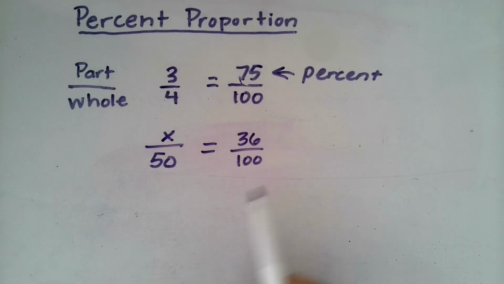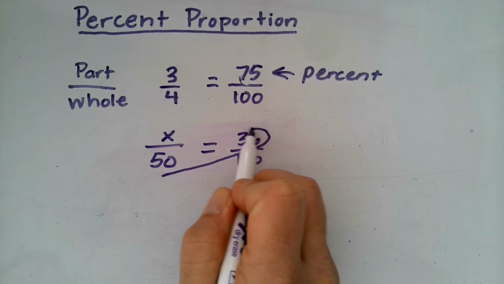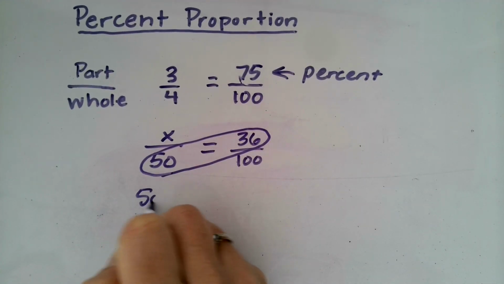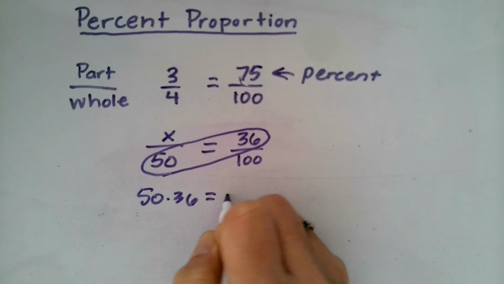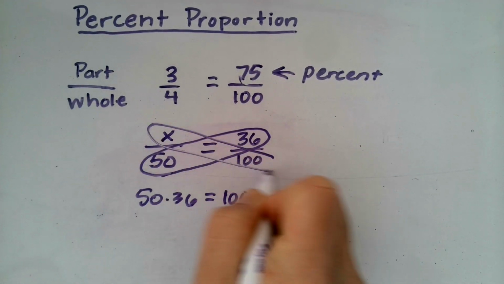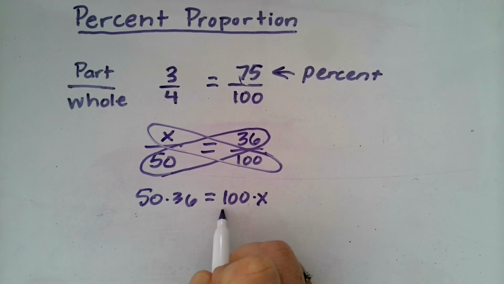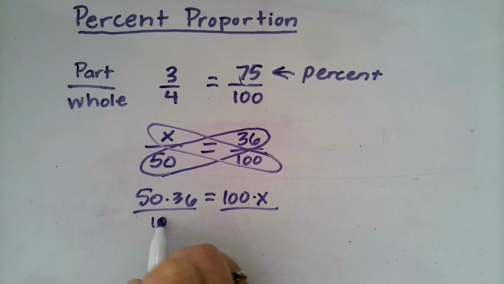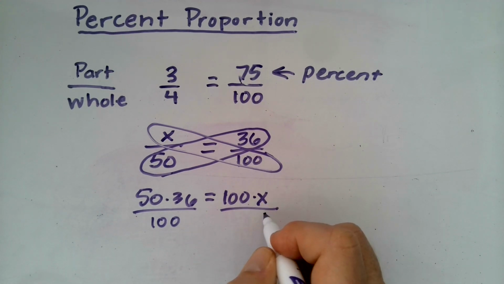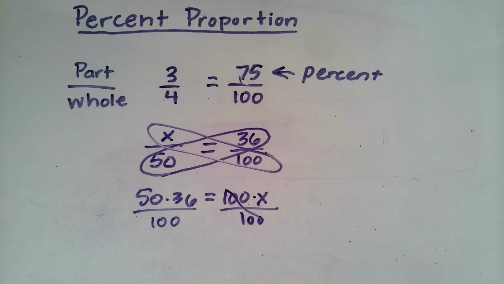Okay, so we have our proportion set up, and we can solve this now. So we're going to say 50 times 36 equals 100 times x, using our cross product strategy, okay? So to solve for that number, we would divide both sides by 100 as well, and this crosses out, and we're just going to be solving for x. So let's go ahead and set this up.